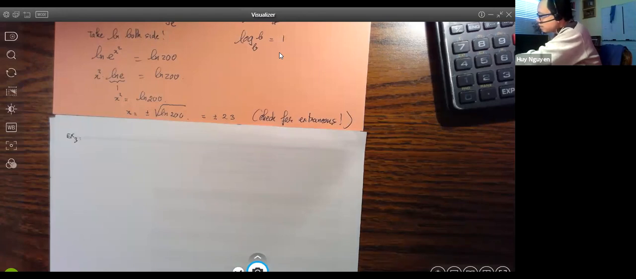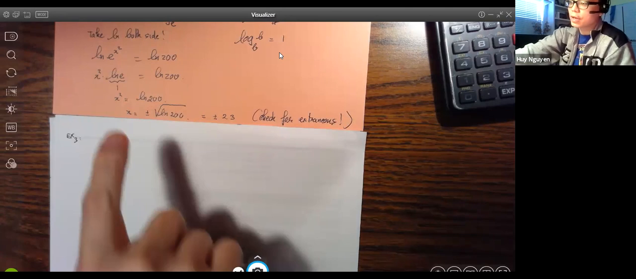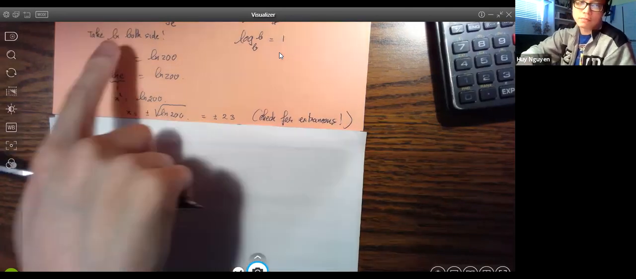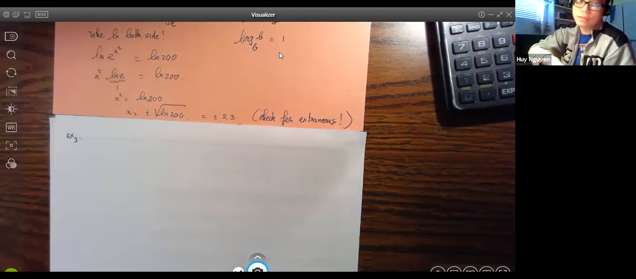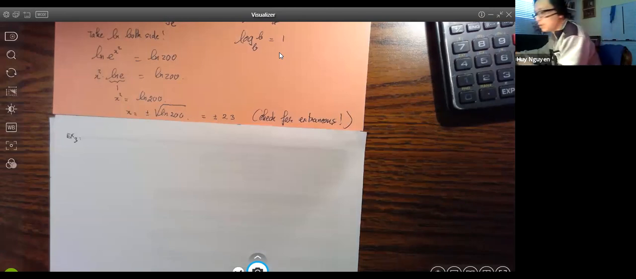You can use any log, to be honest. But one log you use will be easier than the other. For example, in the second example here, I use natural log. You can use log base 10 too, or you can use log any base. It will still work. All right, how about doing this?